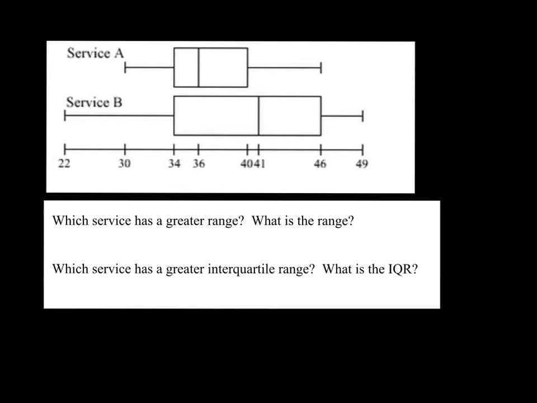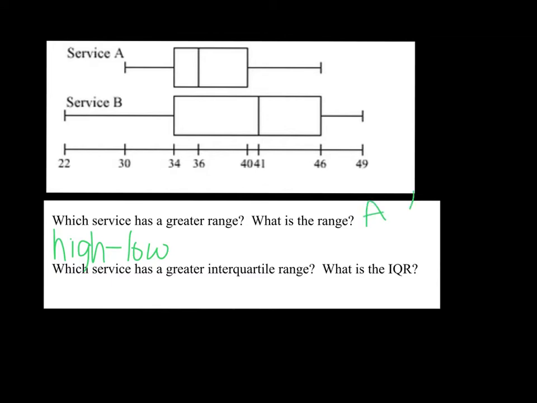So here we have a number line that's not with correct intervals, but anyway, you have service A and service B. Which service has a greater range? So now remember, range is high minus low, okay?